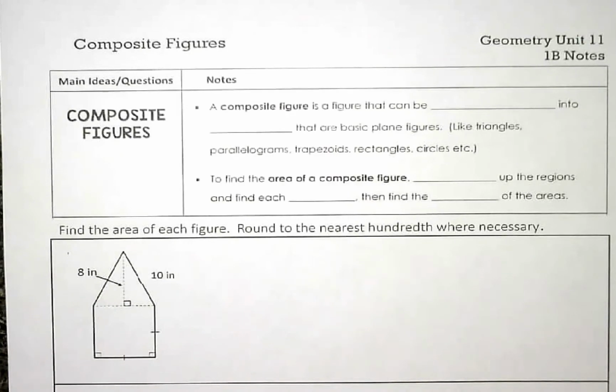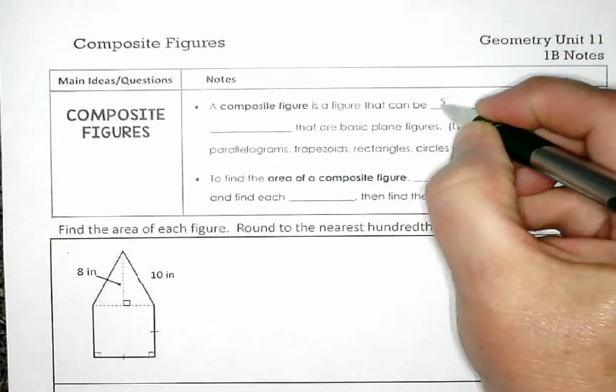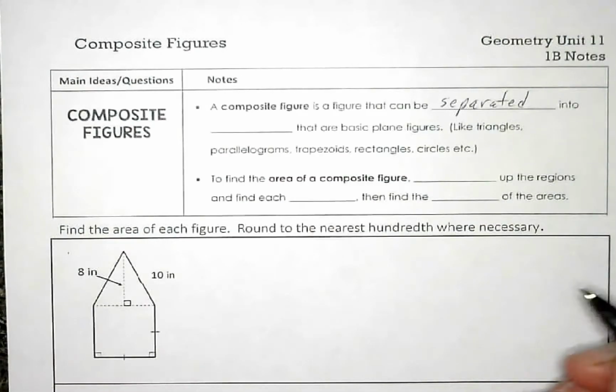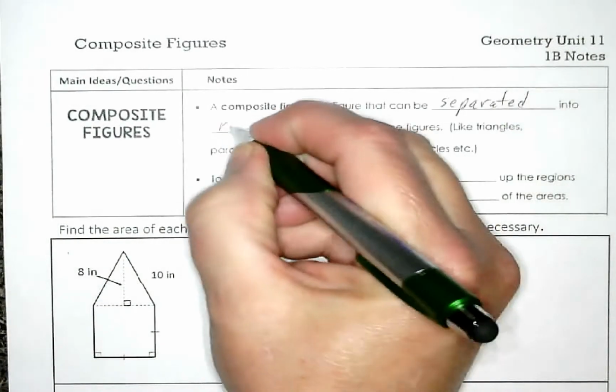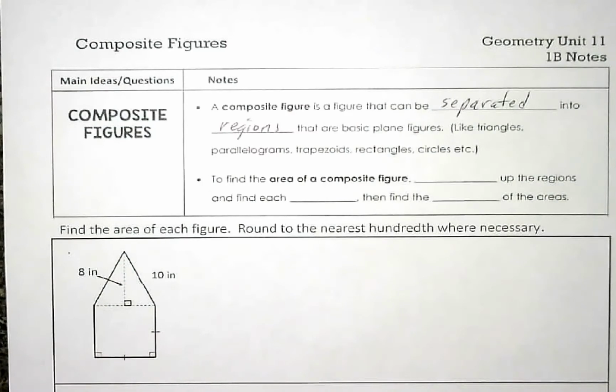Okay, in this lesson we're going to use our knowledge of just the basic plane figures and how to find the area of those. And we're going to do composite figures. So the first step is, what is a composite figure? It's going to be a figure that can be separated into regions that are basic plane figures.